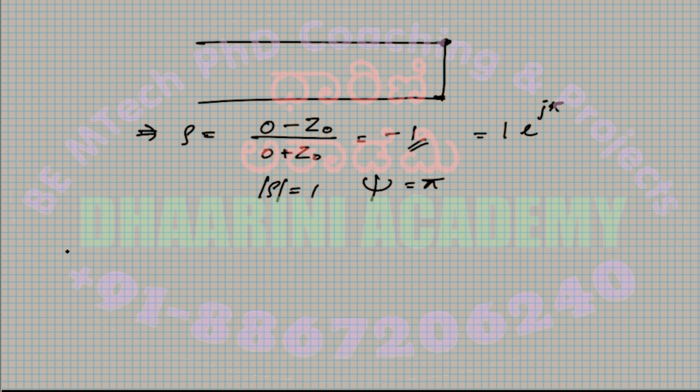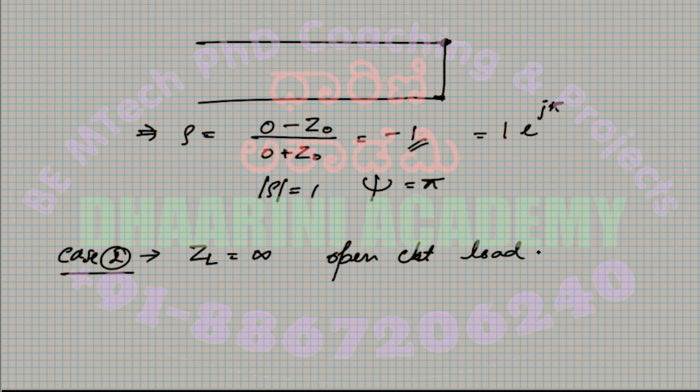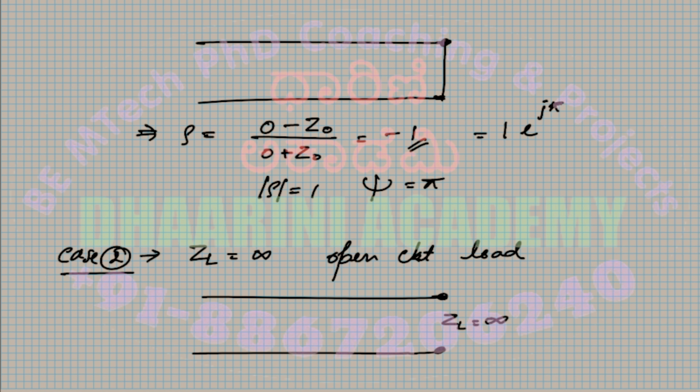All right. Similar to that, we have the next case, that is case number 2. So case number 2, ZL equal to infinity. What do you mean by this? This is open circuit. Right? That means at the end of the line you have open circuit. So the load becomes equal to infinity.